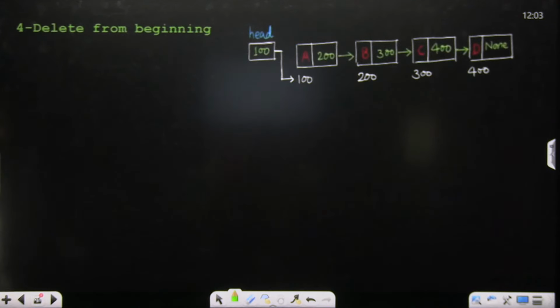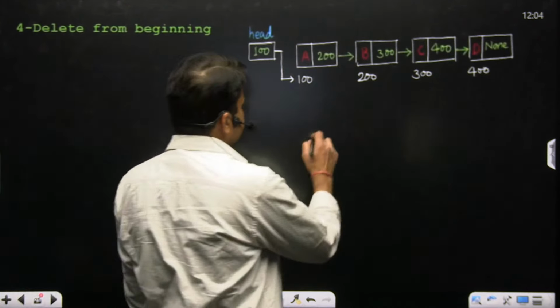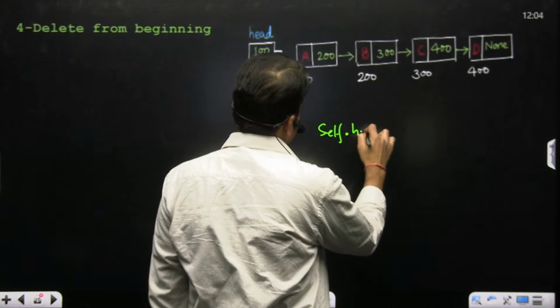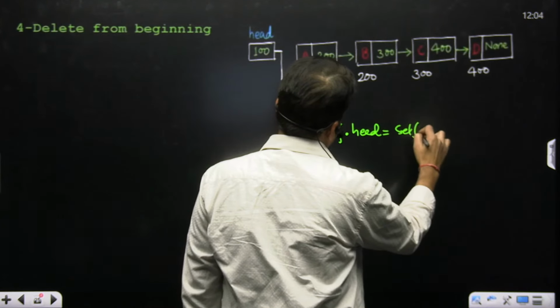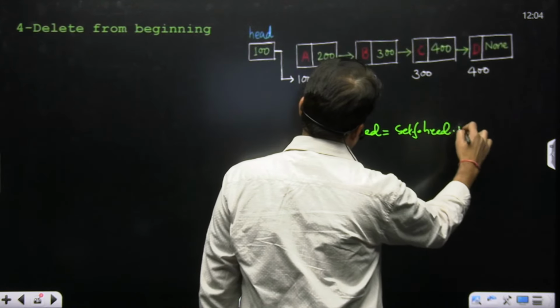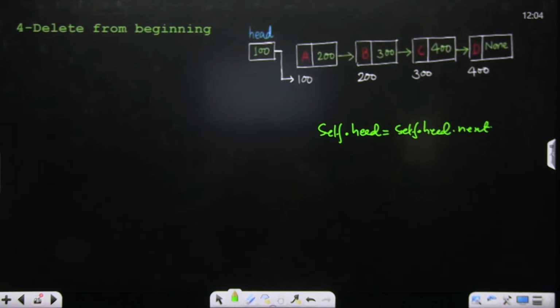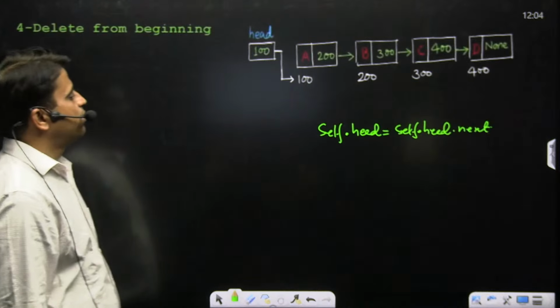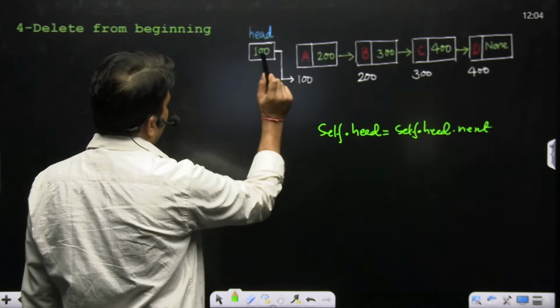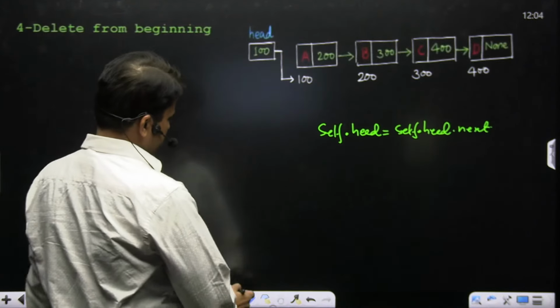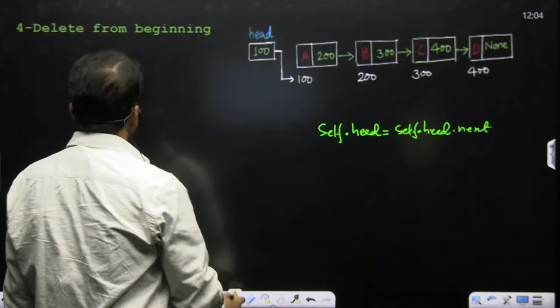Now delete from the beginning. I want to delete from beginning, student. So how can we delete? So check self dot head is not empty. Then self dot head equals to self dot head dot next. Very simple, sir. If self dot head is not equal to empty, then self dot head equals to self dot head dot next. So first you have to check the condition, बच्चे.